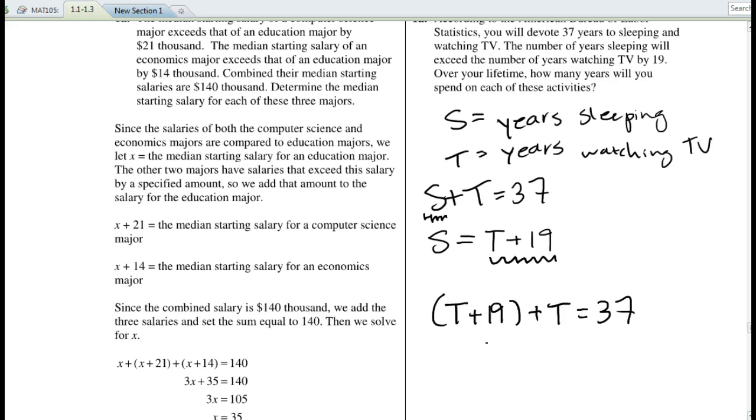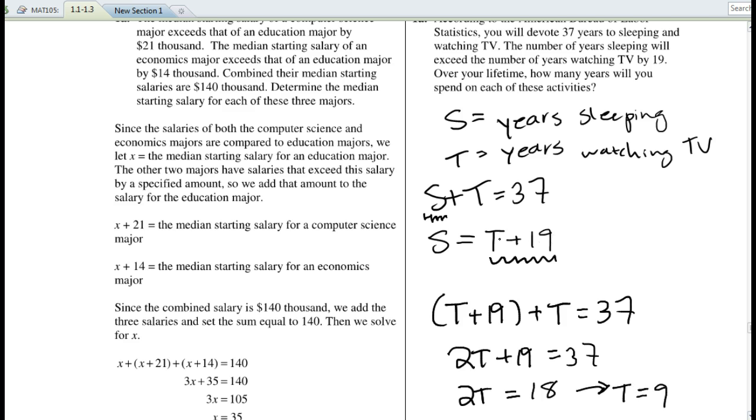And now there's nothing to distribute, so I don't really need the parentheses, so this just becomes 2T plus 19 equals 37. Subtract 19 from both sides. That will leave me with 18. So then that tells me that T equals 9.